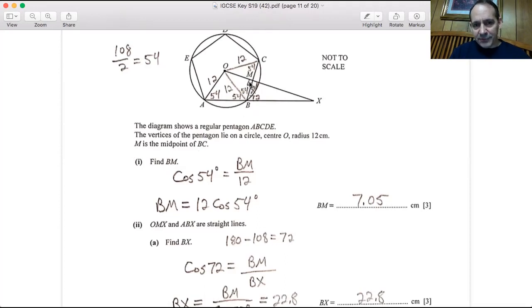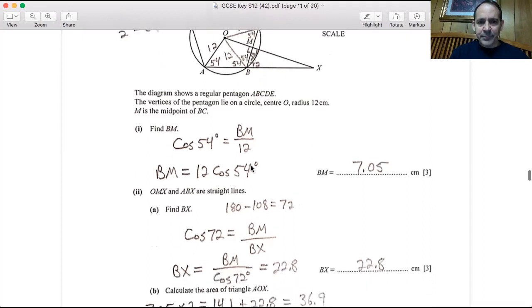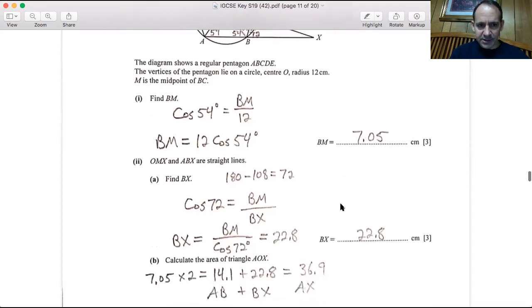So now that we have 54 and 90, we can find this BM by our SOHCAHTOA. So cosine of 54 is adjacent over hypotenuse. So BM is the adjacent. Hypotenuse is the 12, which is the radius. So multiply 12 times cosine of 54, and you get 7.05 to 3 significant figures.